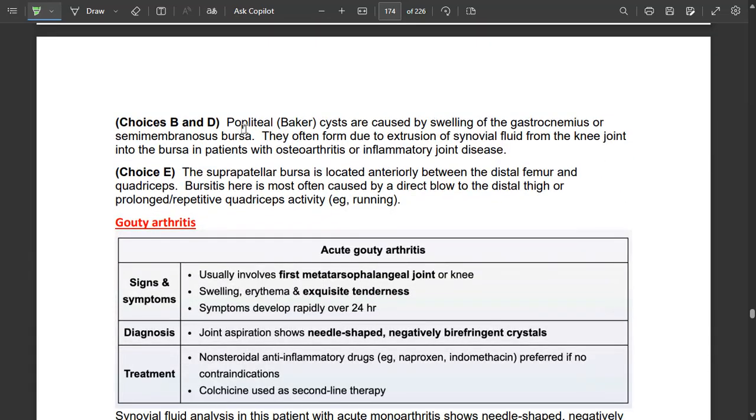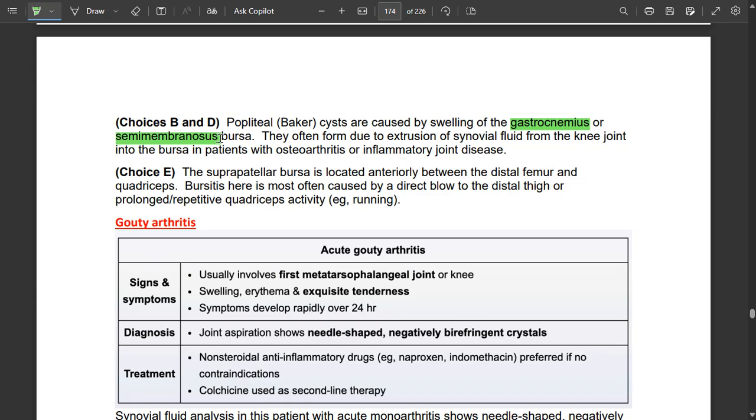Popliteal or Baker's cyst is caused by swelling of the gastrocnemius or semimembranosus bursa. The gastrocnemius muscle, which is present posteriorly, or the semimembranosus bursa can be swollen, which leads to a popliteal cyst. They often form due to extrusion of synovial fluid from the knee joint into the bursa in patients with osteoarthritis or inflammatory joint disease.